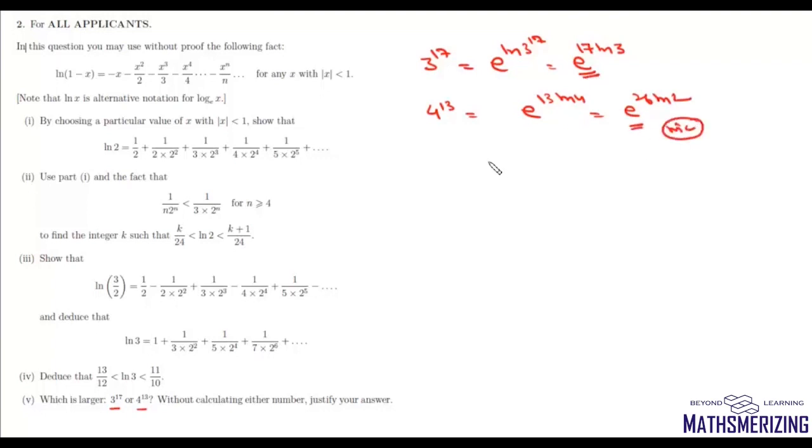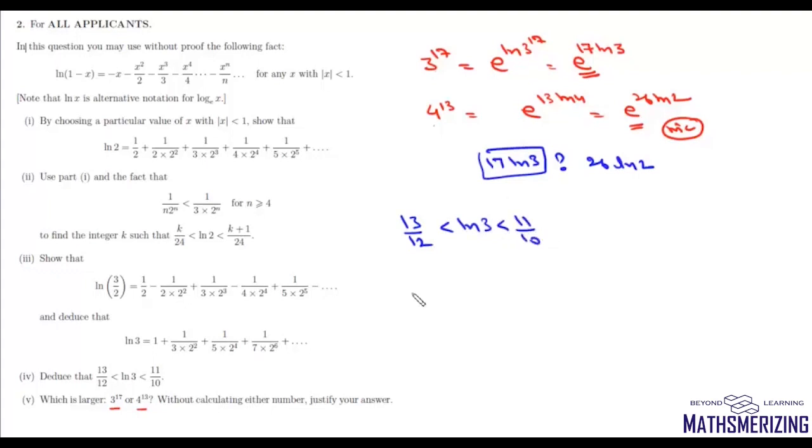So basically we have to find out which of 17 log 3 and 26 log 2 is greater, and corresponding to it, that expression between 3 to the power 17 and 4 to the power 13 will be greater. Now first we look at this 17 log 3. Now we know that this value of log 3 lies between 13 by 12 and 11 by 10.